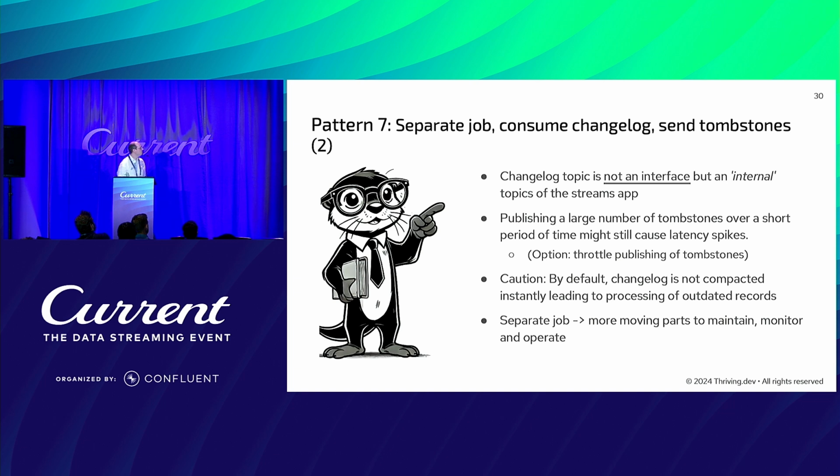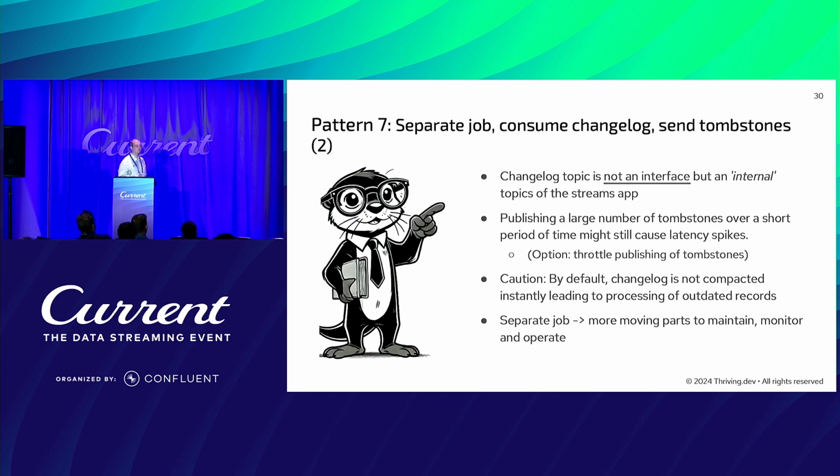Yeah, if you would publish a large number of tombstones, like 50 million tombstones in a short time span, you might still cause latency on your actual stream process, since it will then process those tombstones and not do the actual processing of the other events. So you could throttle or whatever, but yeah. I think this is not critical, most of the time it might not be a problem, but be cautious.